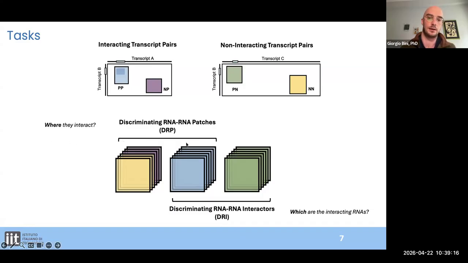So discriminating RNA-RNA patches answers the question, where are these RNAs interacting? Meaning that a tool which achieves a high performance on this task is able to discriminate interaction-prone regions from non-interacting regions. While in the case of discriminating RNA-RNA interactors, the question is, which are the interacting RNAs? So here we will test whether the model can be specific on the interacting binding partners.